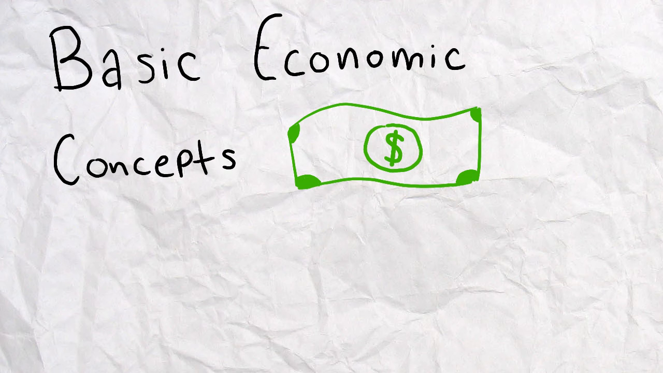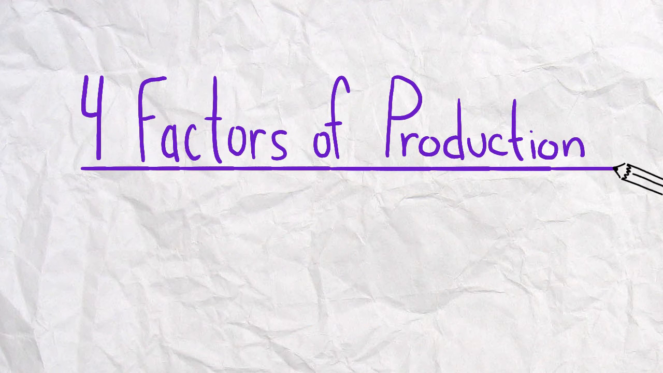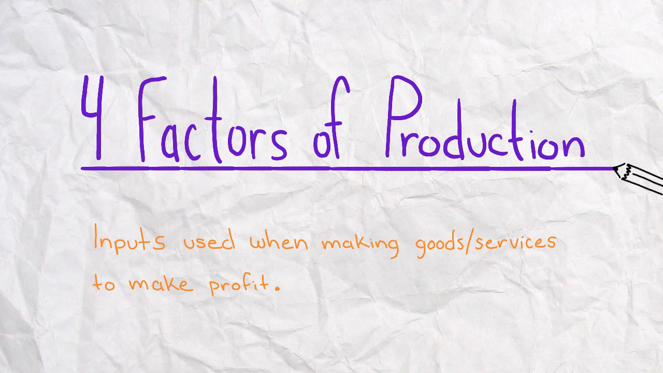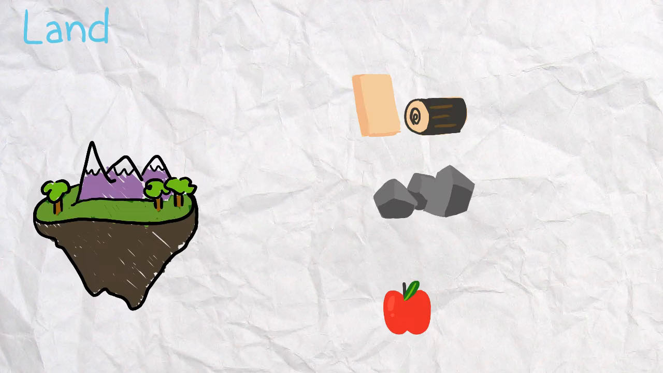Basic economic concepts. First, we have the 4 factors of production, which are the inputs used when making goods and services to make a profit. The first one being land, which is where the resources are sourced.